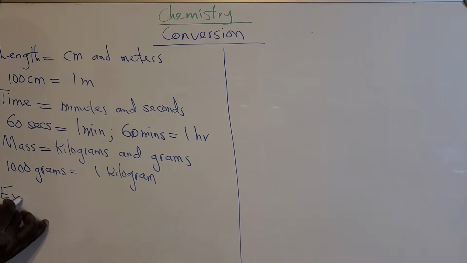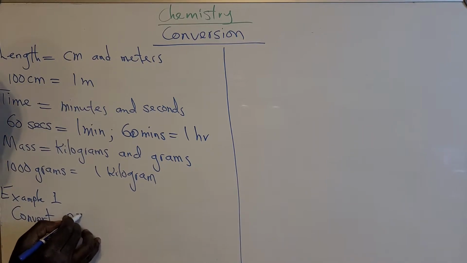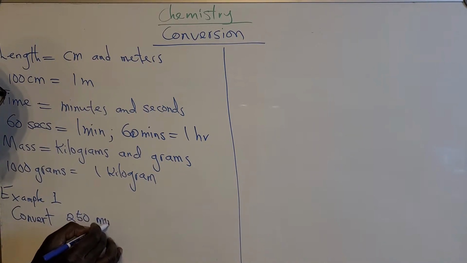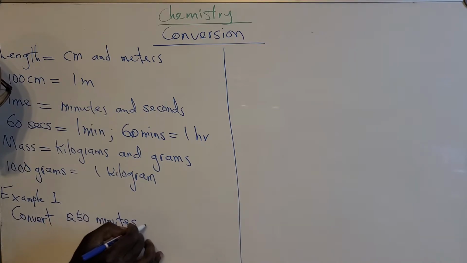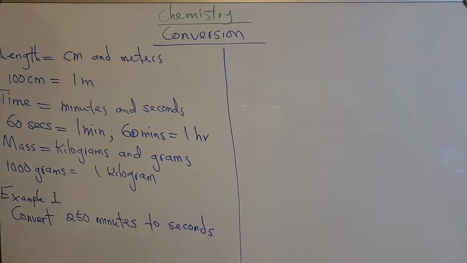Example one. Convert 250 minutes to seconds. That is the question. Convert 250 minutes to seconds. So how do you do that? So you have 250 minutes. Minutes is usually MIN. You want to convert to seconds.